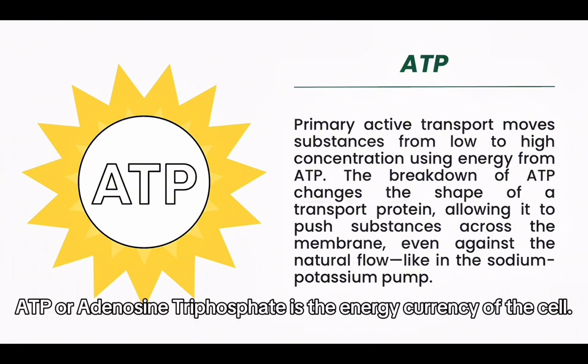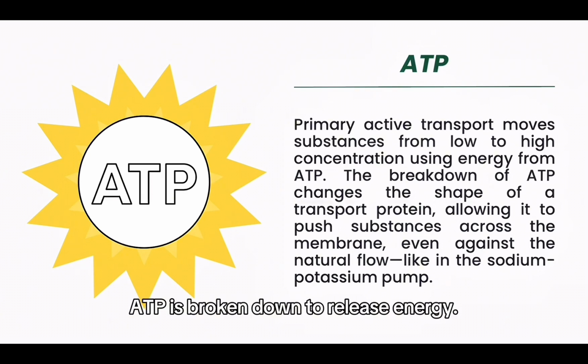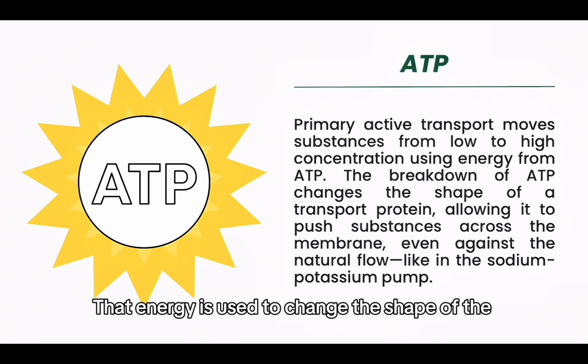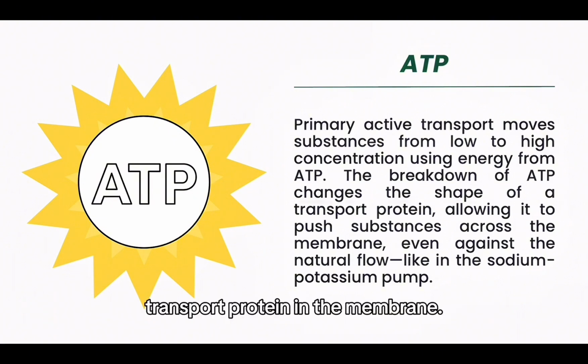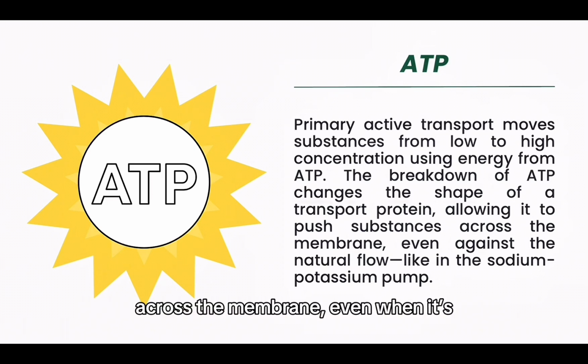ATP, or adenosine triphosphate, is the energy currency of the cell. In primary active transport, ATP is broken down to release energy. That energy is used to change the shape of the transport protein in the membrane. This shape change is crucial. It's what allows the protein to push the substance across the membrane, even when it's already crowded on the other side.